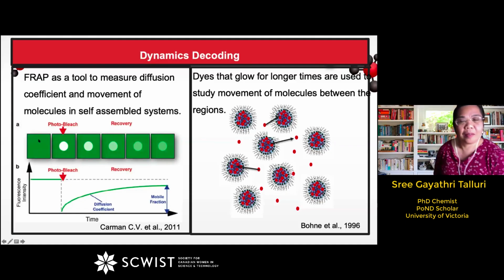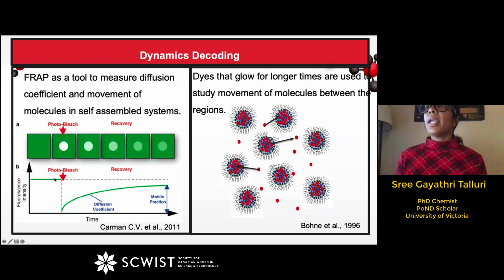Okay, great. So how you can use FRAP for measuring the diffusion coefficient is, once you bleach the area and you see the recovery of fluorescence happening with time, as you can see in the figure, you can fit this curve to mathematical models to extrapolate the diffusion coefficient for the molecules that are inside.